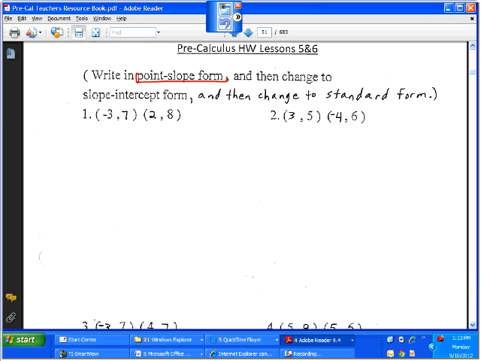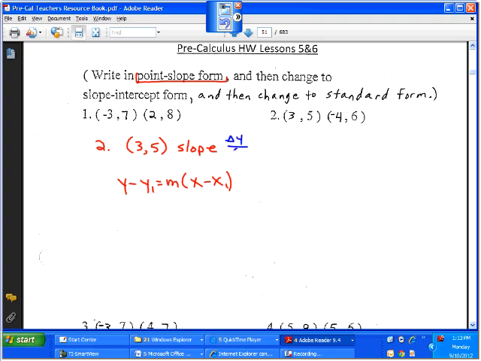This is number 2. And so for number 2, we need a point and the slope so that we can plug it into point-slope form. Y minus y sub 1 is equal to slope times x minus x sub 1. We have a point. What we don't have is a slope, so we need to get our slope. I'm going to let you do the slope in your head. If you need to use the formula, that's fine.